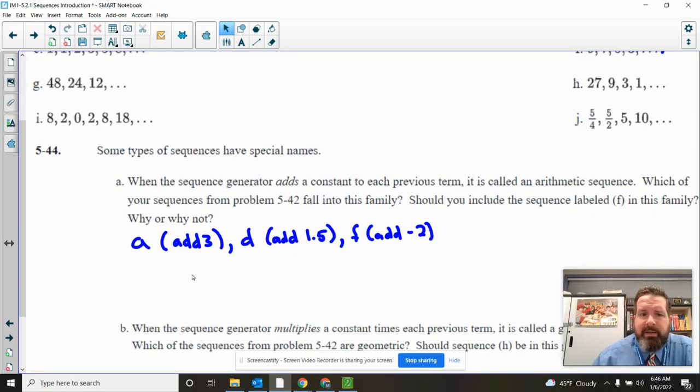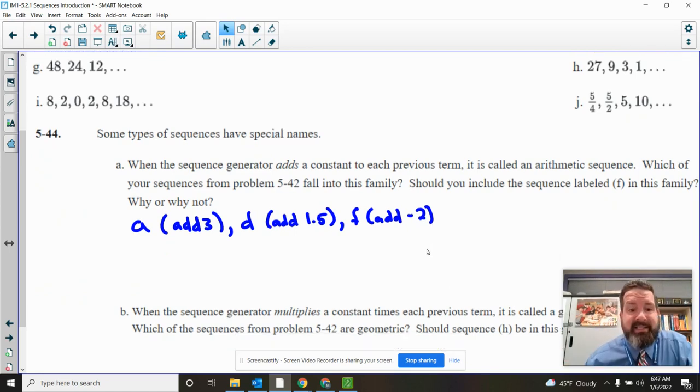So which fall into this family? A, D, and F. Should we include F? Yes, because you can add a negative number. If the numbers get bigger as you go down the list, then you are adding a positive number each time. If the numbers get smaller going down the list, just means you could be adding a negative number. That's okay. So that's one main type of sequence.